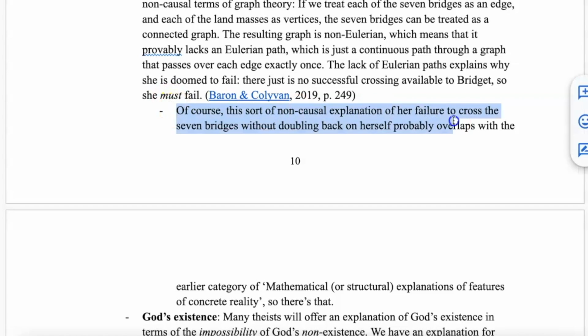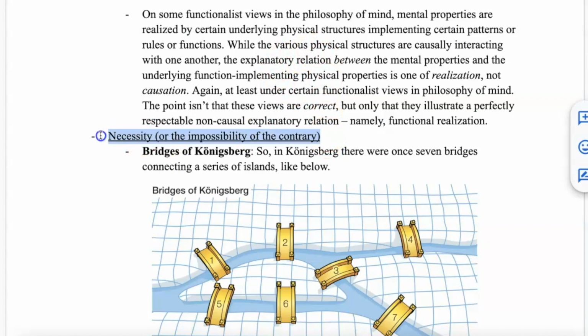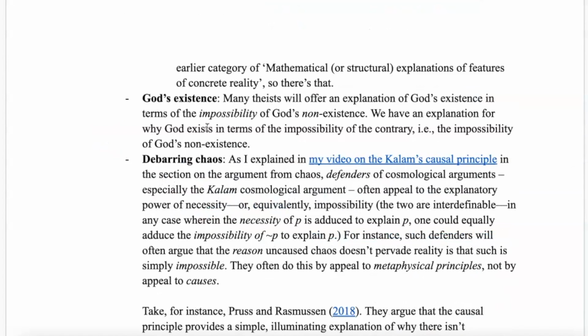Of course, this sort of non-causal explanation of her failure to cross the 7 bridges without doubling back on herself probably overlaps with the earlier category that I covered of structural or mathematical explanations of features of concrete reality, so there is that. But anyway, another kind of explanation by appeal to necessity, or the impossibility of the contrary, which is not a causal explanation, is God's existence, right?